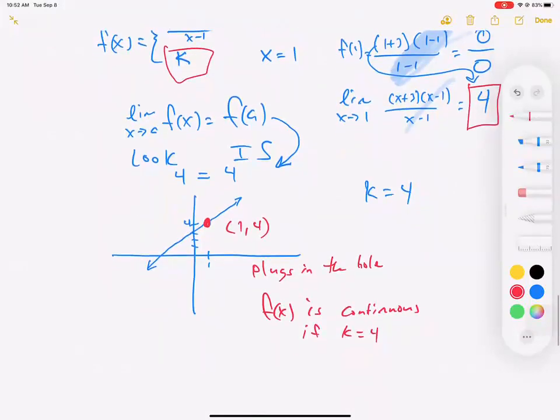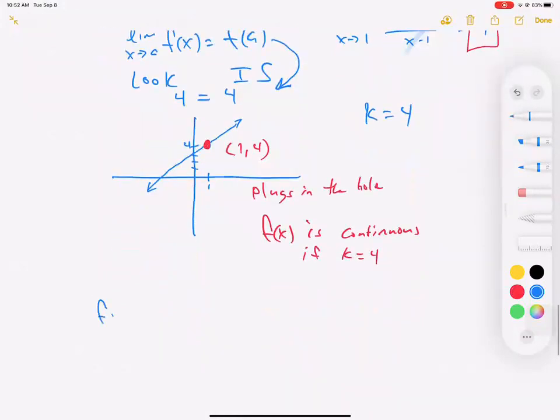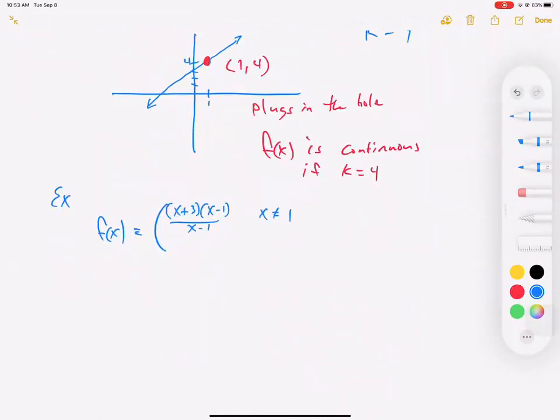Now, I'm going to do the same type of problem right now. Exact same numbers, so you guys can get the trend. f of x equal to the same exact equation, x plus 3 times x minus 1 over x minus 1. And I'm going to change the second equation to this. Now this problem looks a lot harder, but it doesn't change the fundamental basic idea.